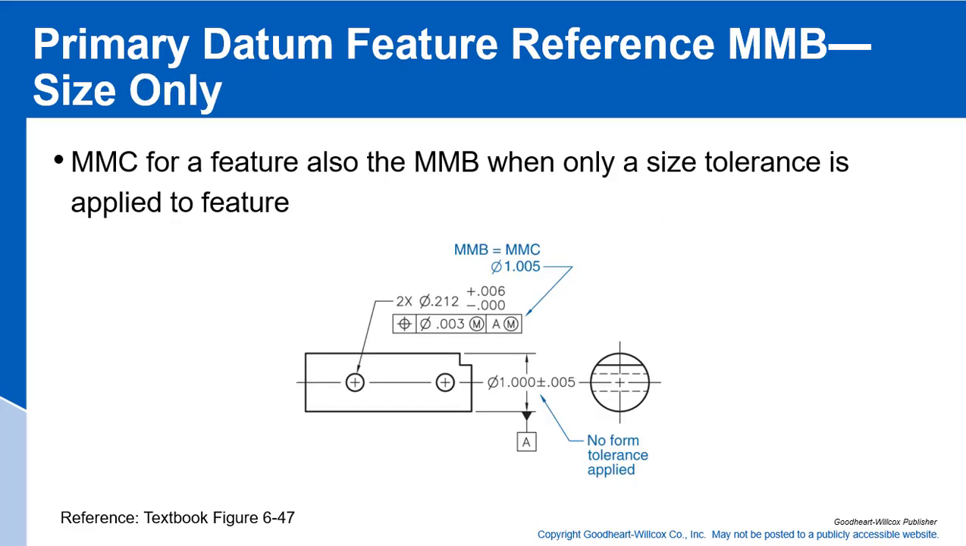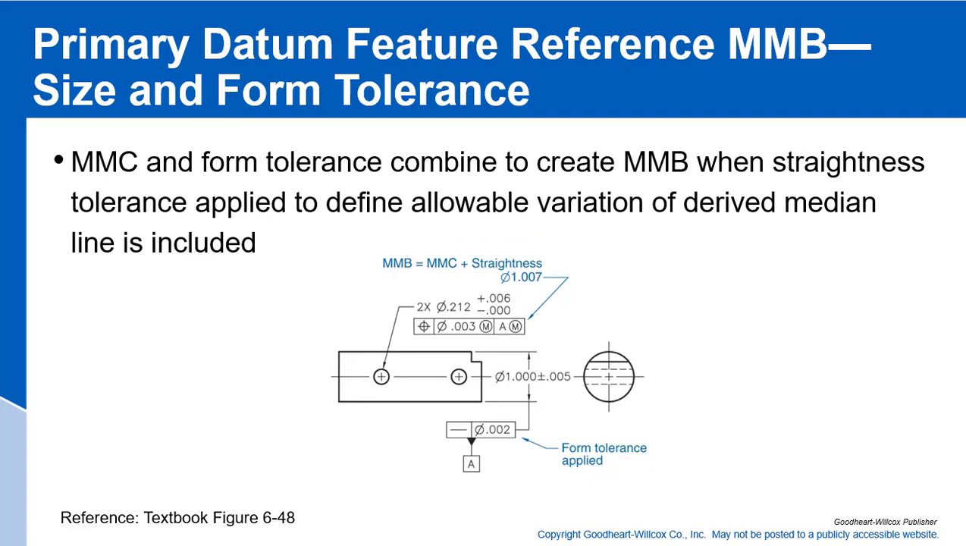In this case, we don't have a form tolerance, and so our MMB actually equals the MMC. In this case, we have a form tolerance applied to our shaft, in which case the MMB is going to equal the virtual condition of the shaft. So it's a slight variation.